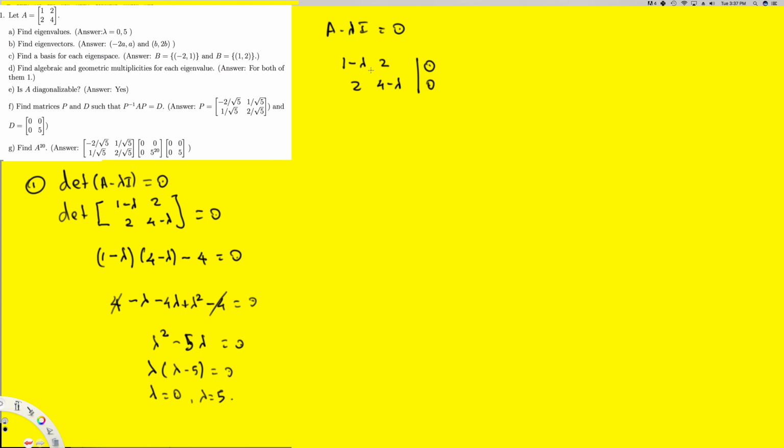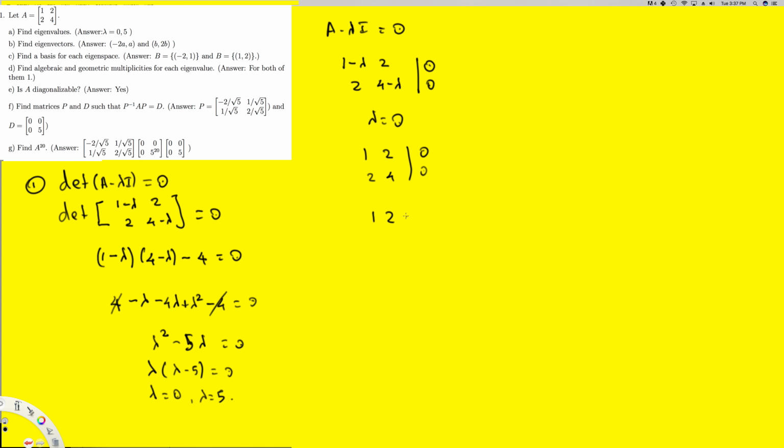Then I have to plug in these values. First I am taking lambda equal to 0. If I plug this 0 in right here, it doesn't change the equation, so I can write the same matrix right here. It's going to be 1 2, 2 4, 0 0. If you notice, the second row is a multiple of the first row, so I can simply eliminate this by multiplying the first row by -2 and adding to the second row.